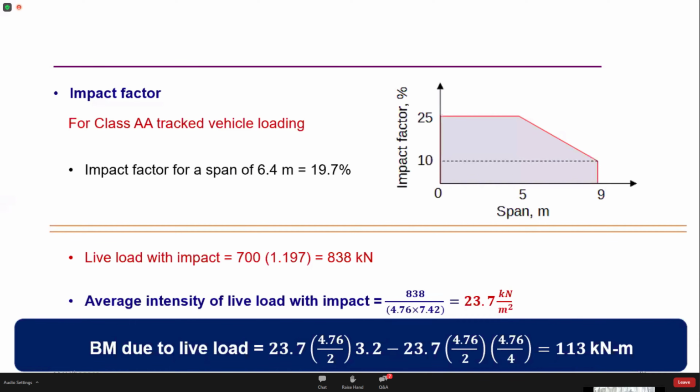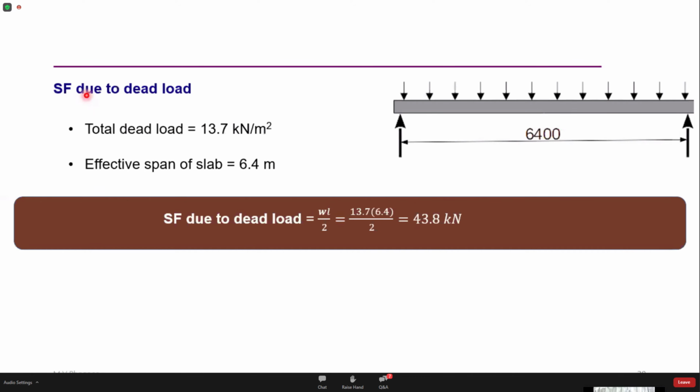So this is the first part of the problem. The objective, if we can again go back, the objective of this problem is to calculate design bending moment for dead load and live load, and then design shear force for dead load and live load. So the first part was pertaining to the bending moment.